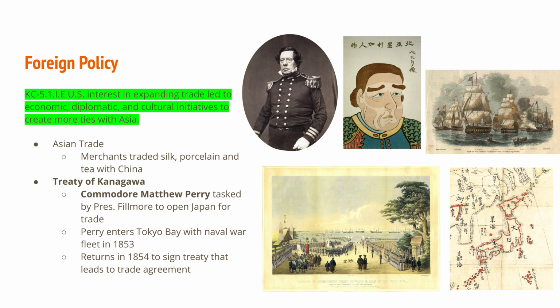Commodore Perry tells the Japanese people that he will return in 1854 to try and get their response of whether or not they want to start a trade agreement. And that's where the Treaty of Kanagawa comes into place. They sign the treaty, and now Japan is an ally or trading partner with the United States.